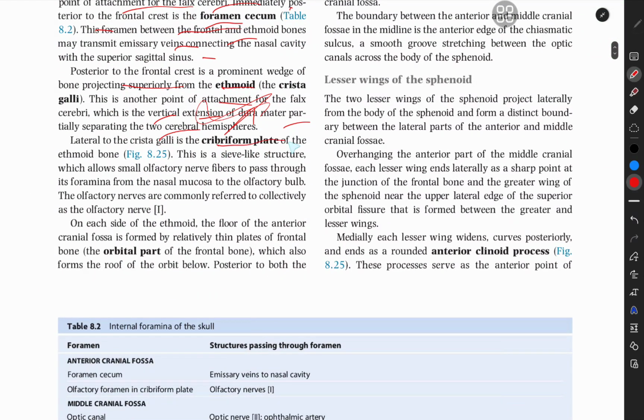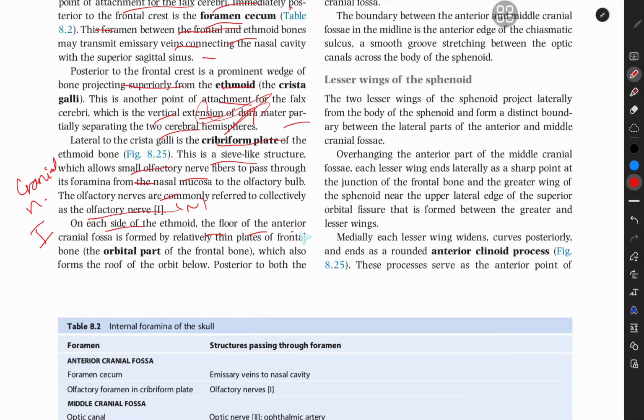Lateral to the crista galli is the cribriform plate of the ethmoid bone. This is a sieve-like structure which allows nerves to pass through. This allows the cranial nerve 1 to pass through. Olfactory nerve, CN1.